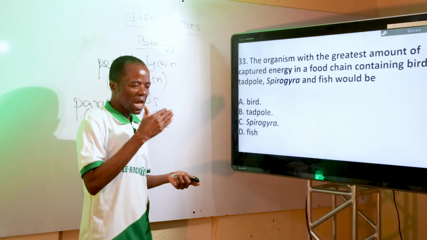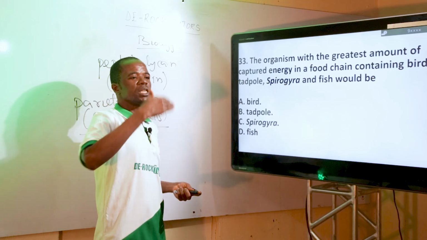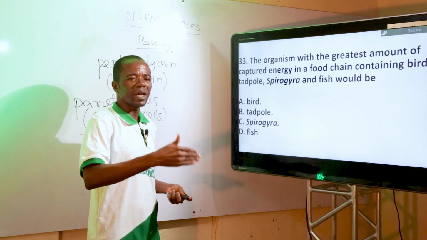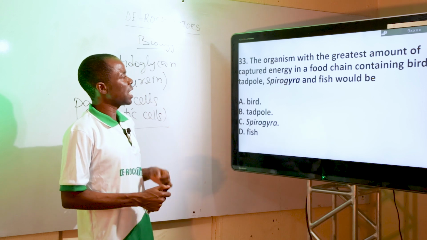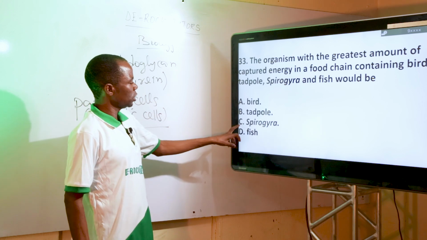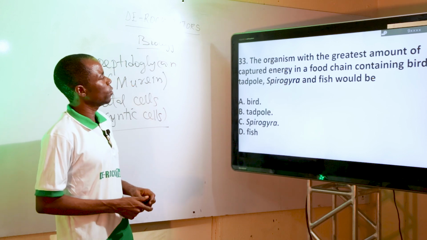Don't forget that as we go along a food chain, the amount of energy that is available to the organism gradually decreases. So spirogyra here will have the greatest amount of captured energy. The correct answer for number 33 is C. Let's take a look at number 34.